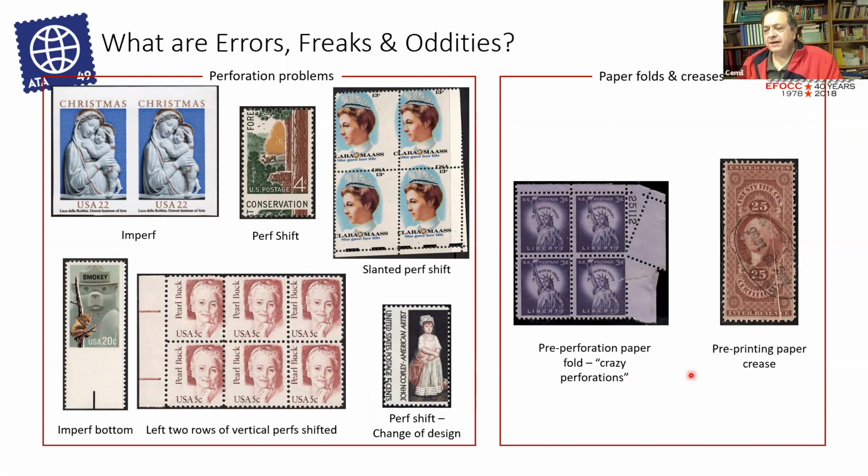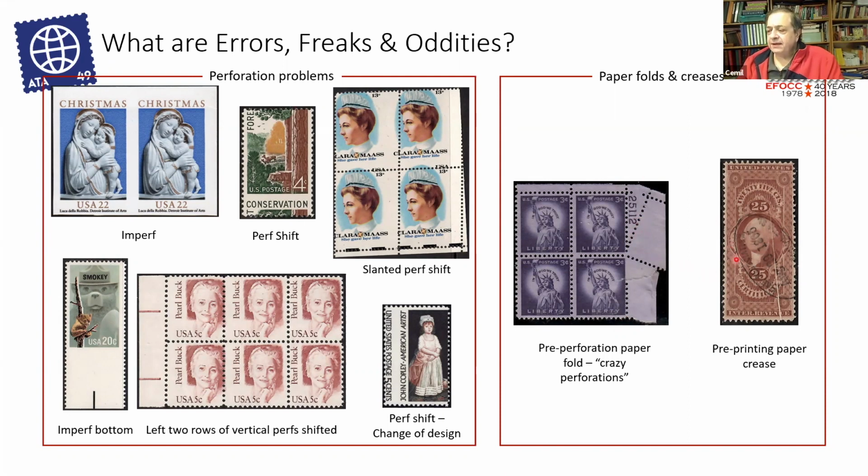Now here, you will tell me, well, the perforation is off here too. That's true, but in this case, what happened is that before the perforation was done, the paper was folded, so that now essentially this was right on top of this. So you can see how the paper fold was, and as a result, you get what is called crazy perforations. These are also very visual, very fun to collect.